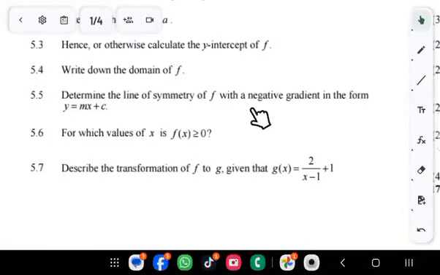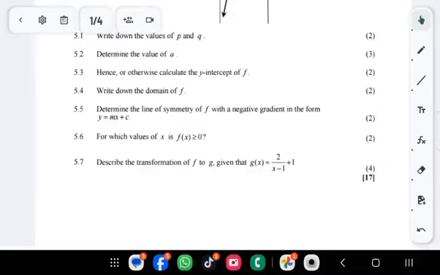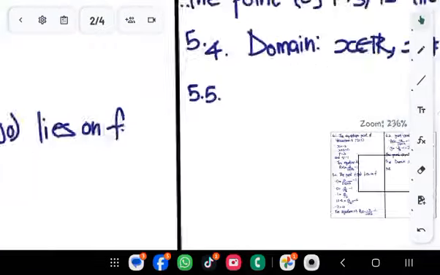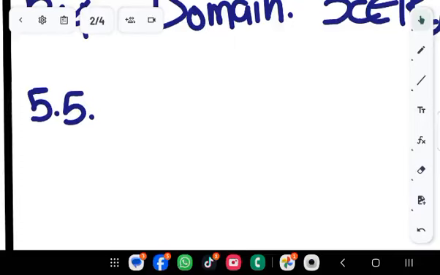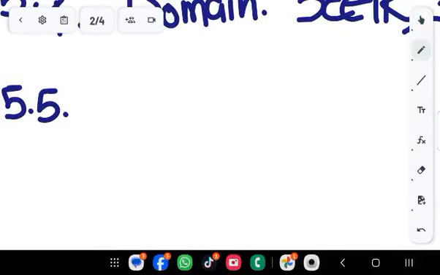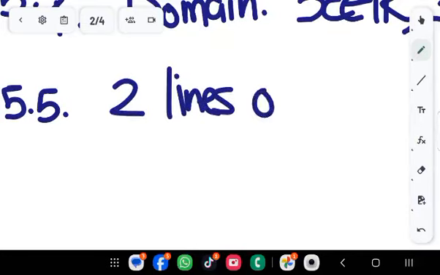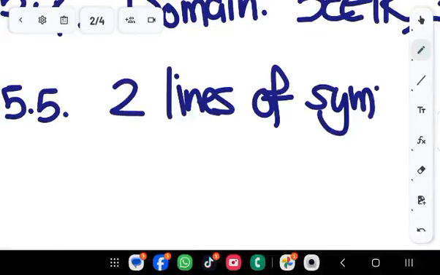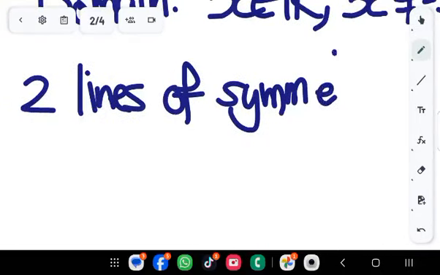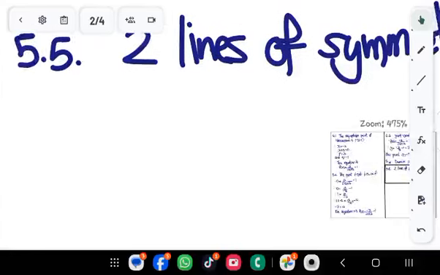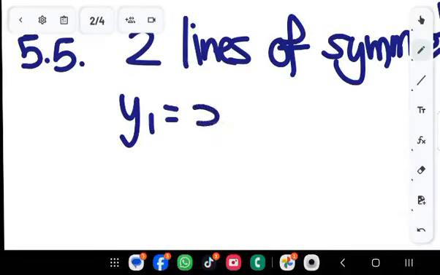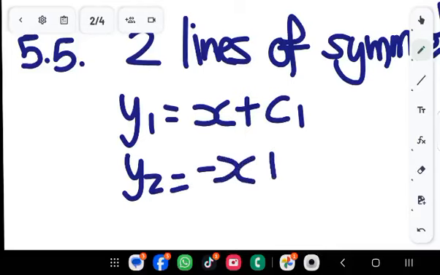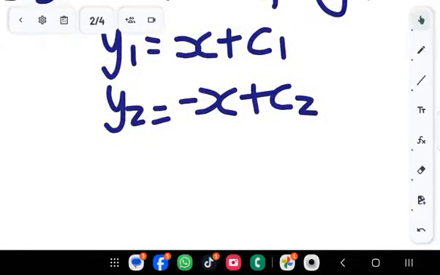Determine the line of symmetry of f with a negative gradient in the form y equals mx plus c. Now, the hyperbola has got two lines of symmetry. I'm going to list them all. The first one is the one with a positive gradient, and the second one is the one with a negative gradient, and it's got this equation.